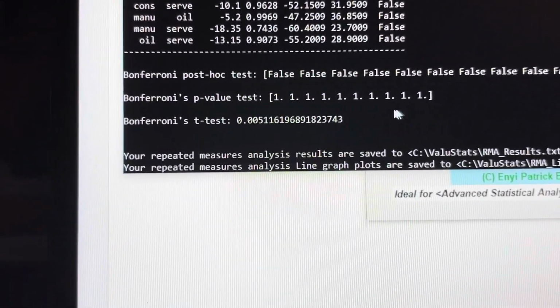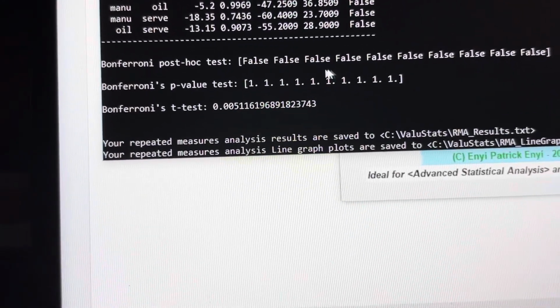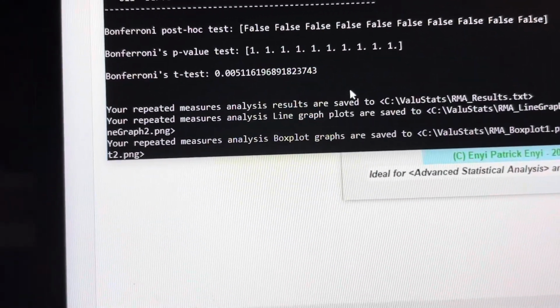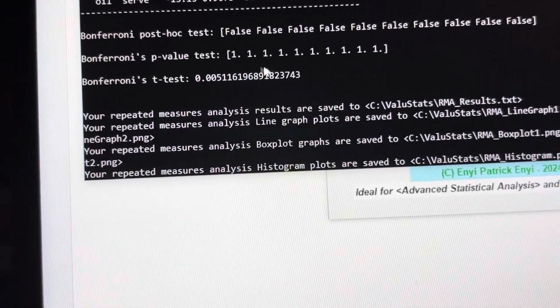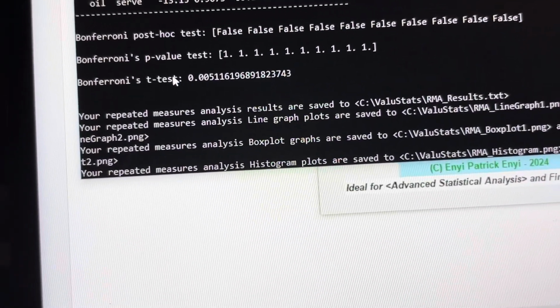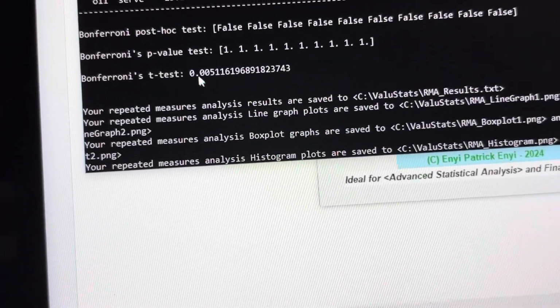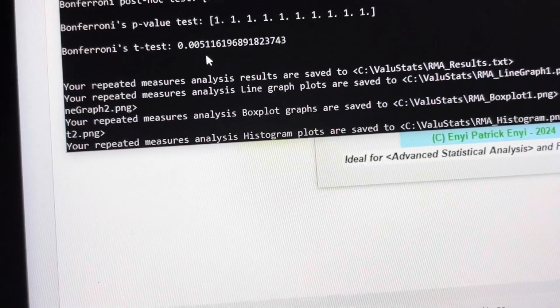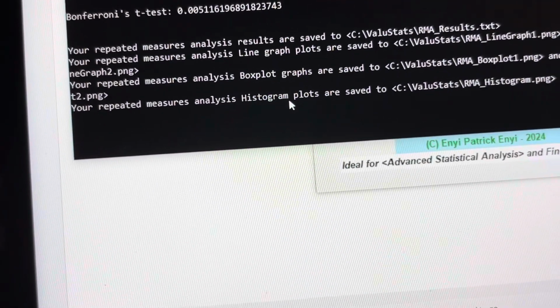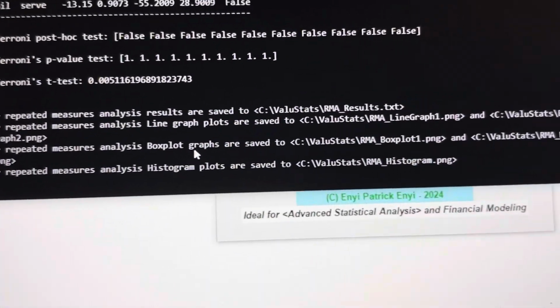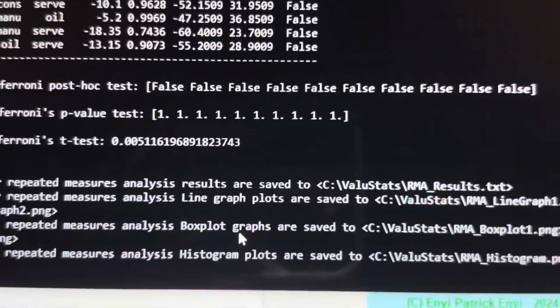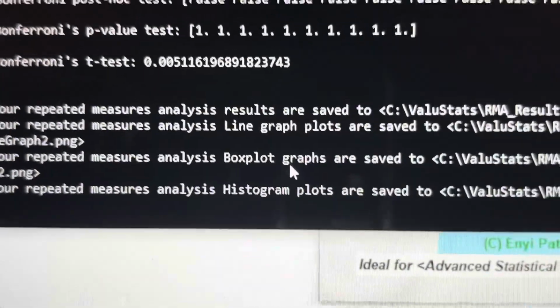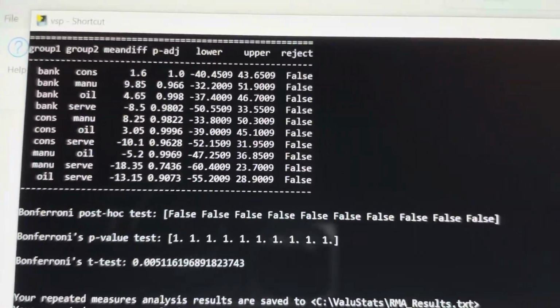And coming to the Bonferroni post hoc test, they are all false, and with 1 as the p-value, which is not significant. But here, the probability test is 0.005, which, if this is a p-value, is significant. And then it is now telling us where to find the other ones, that's the printable results. So that is about the repeated measure ANOVA, and I hope you have learned some good lessons from this and how to apply it. Thank you.